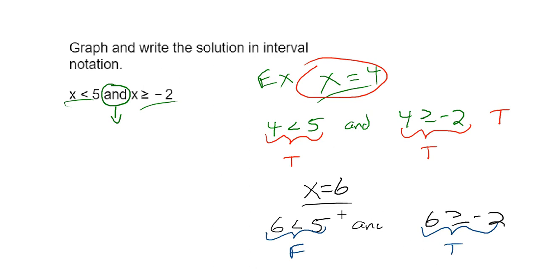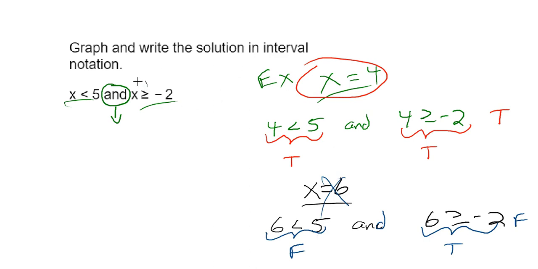This is true. But as a whole, right, the and statement is going to register as false because and needs both of them to come out true in order to be considered true. And that didn't happen with the number 6. So 6 is not a solution to the and statement.